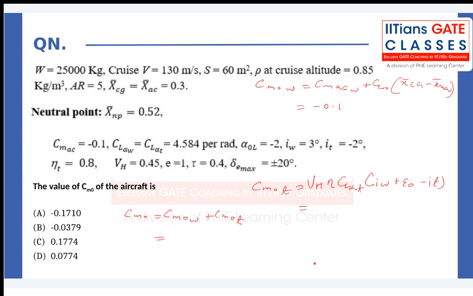So VH was 0.45. Eta is 0.8. Cl alpha tail is 4.584, and the values are 3 plus 1.16 plus 2, and this is divided by 57.3. I'm getting something around 0.1774. I may have made a mistake, but please check and let me know.